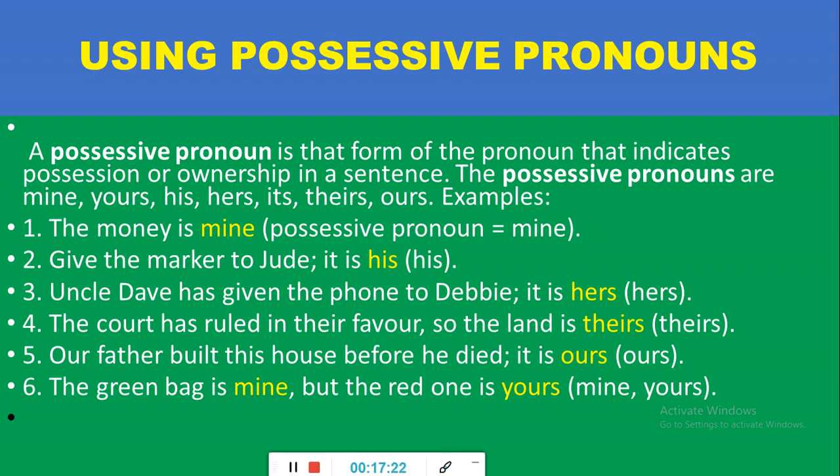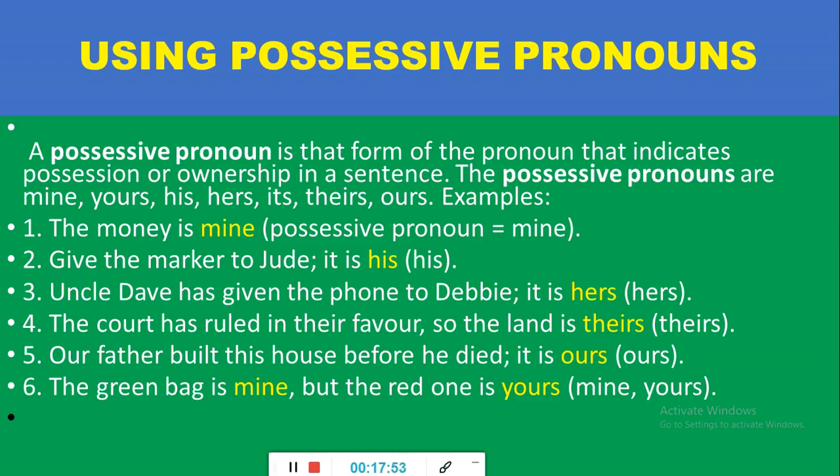For example, as you know, a pronoun is a word used in place of a noun. Now, if we say the money is mine, mine is replacing a noun. I can say the money is my money. So my money is a noun phrase, but then we can replace it with a possessive pronoun, mine. The money is mine. All right.